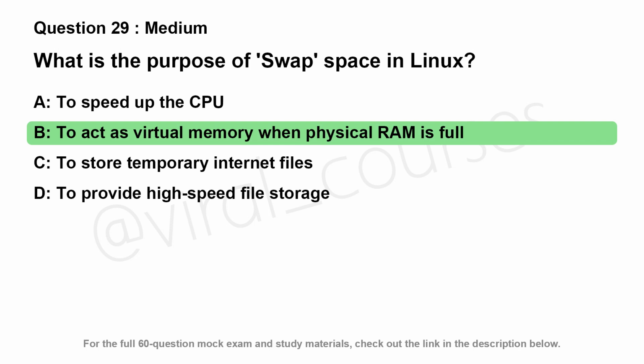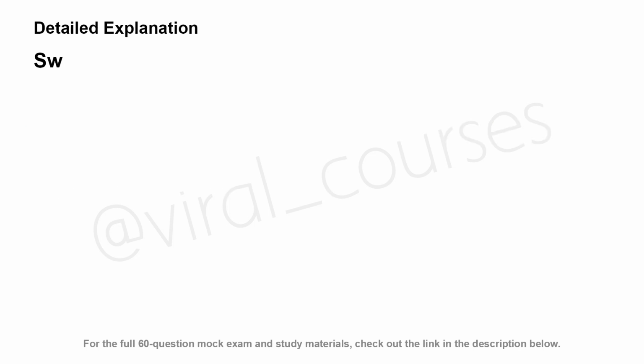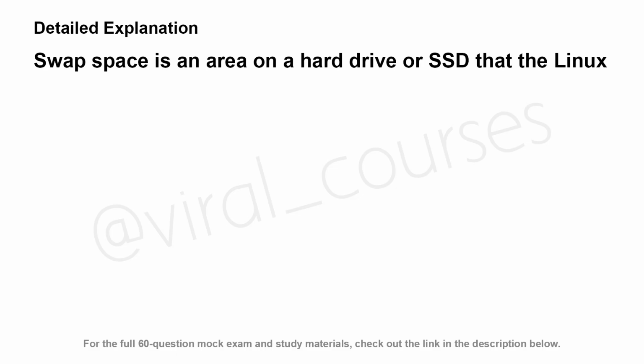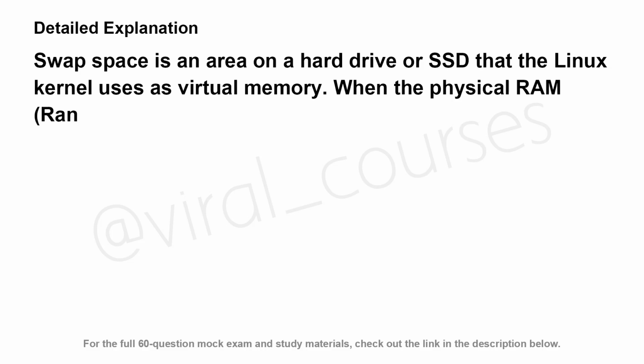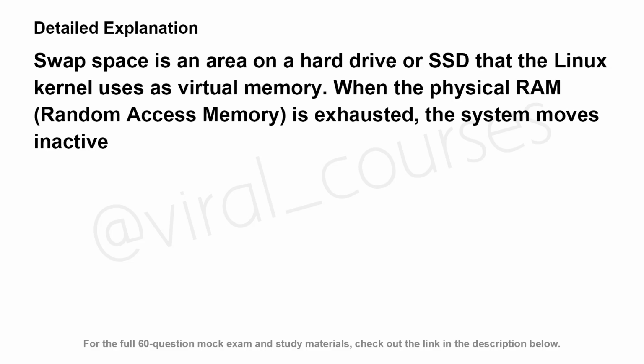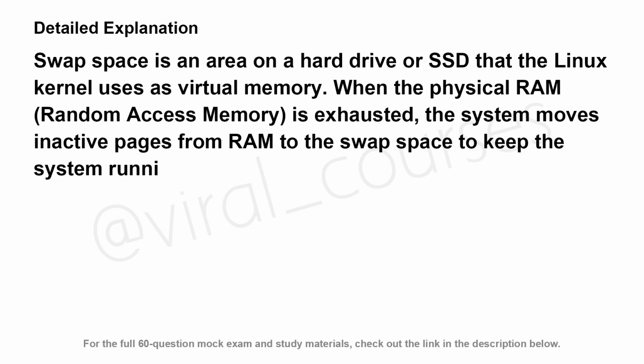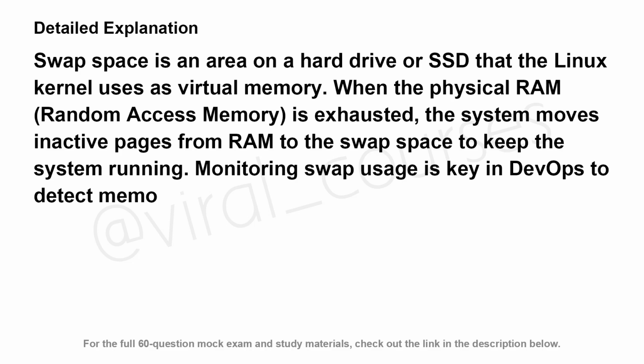The correct answer is B. Swap space is an area on a hard drive or SSD that the Linux kernel uses as virtual memory. When the physical RAM (random access memory) is exhausted, the system moves inactive pages from RAM to the swap space to keep the system running. Monitoring swap usage is key in DevOps to detect memory leaks in applications.